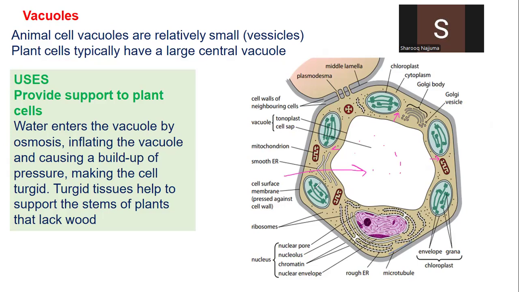And turgid cells provide support to plant cells and to plants generally, especially plants that lack wood. That is why if plants that do not have wood do not have enough water, you find them wilting. Why? Because their vacuoles are not inflated with water. But whenever you provide them with water, you find them going back to standing upright because their vacuoles are inflated with water.